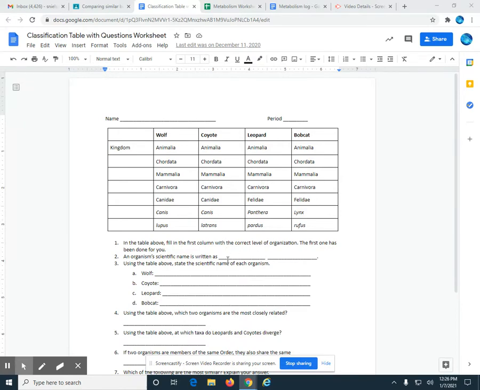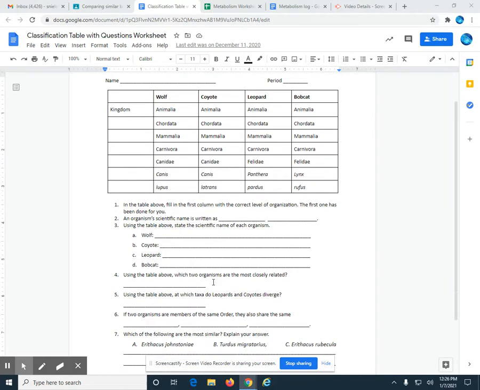Okay? So what makes up the scientific name? The genus and the species. A scientific name is written as a genus and a species name. So for the wolf, remember this was genus and species, it is Canis lupus. Whereas a coyote is Canis latrans, a leopard is Panthera pardus, and a bobcat is Lynx rufus. Notice that the genus is always capitalized and the species is always lowercase.